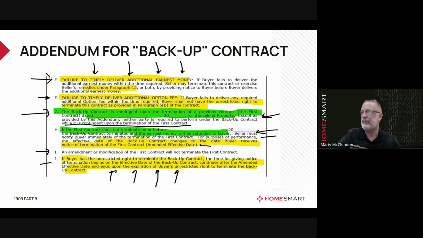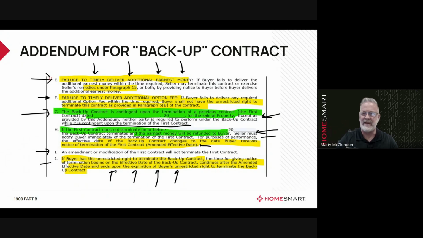Okay. If the buyer has the unrestricted right to terminate the backup contract, the time for giving notice of termination begins on the effective date of the backup contract, continues after the amended effective date, and ends upon the expiration of the buyer's unrestricted right to terminate the backup contract. That's a lot. What does that mean, though? It means that Colleen has an offer on Raul's property. Raul's got a deal with Sandra, okay?